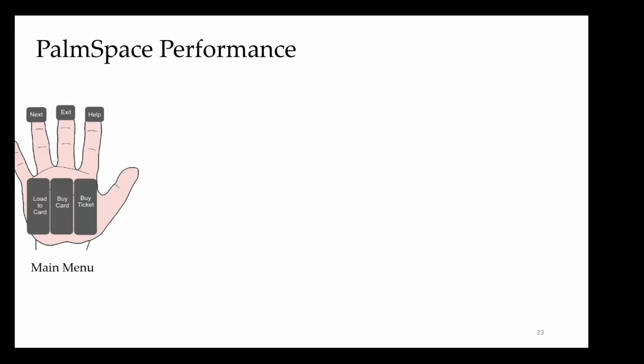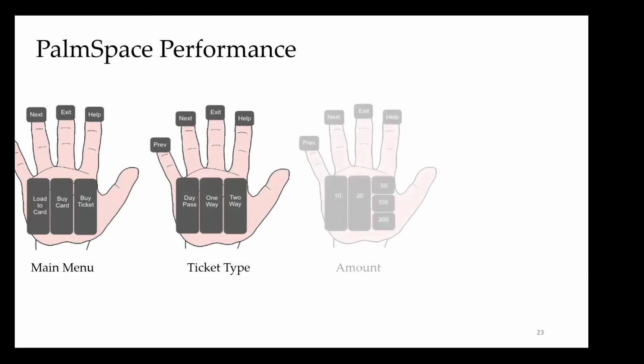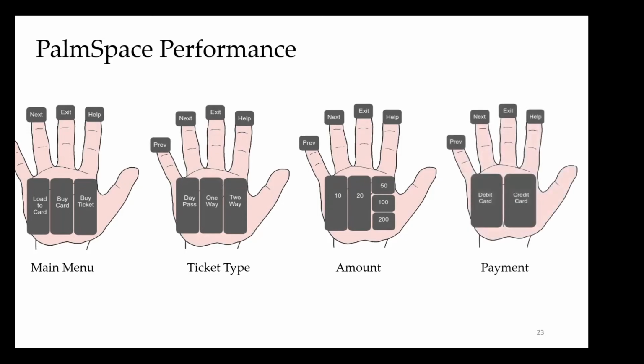interface for the palm. So the main user interface contains options such as buy ticket, buy a card, and load a card. And then if I select an option, it shows further related information such as day pass, one-way ticket, two-way tickets, and so on. And also once I select an item, it shows different amount options, the amount that I want to load in the card or purchase tickets and so on. And finally, I can make the payment using debit card, credit card, and so on.